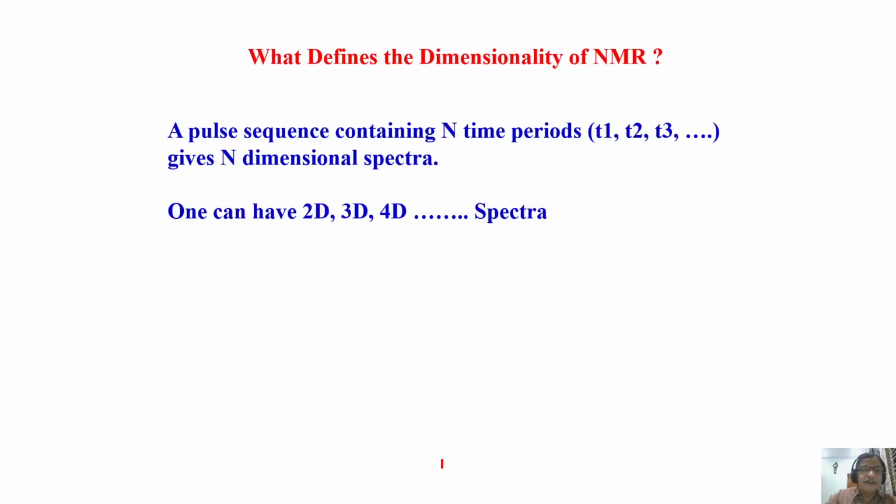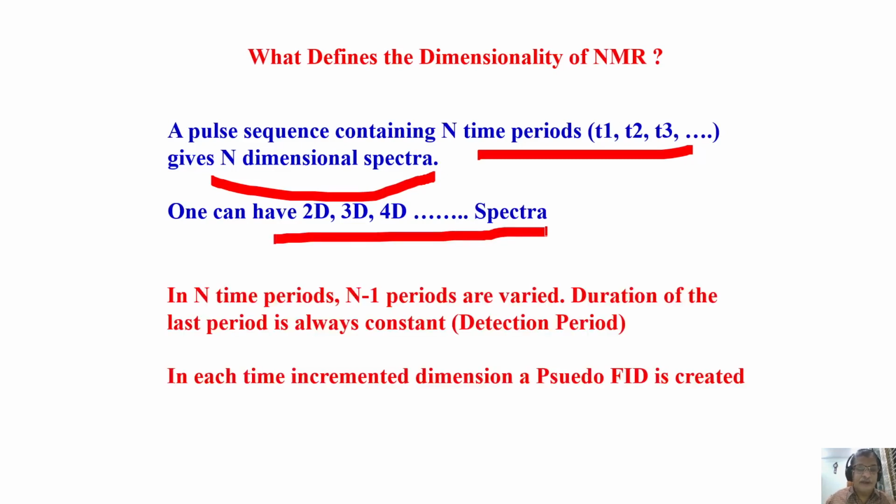Now the question is, with this we can generalize and say, what defines the dimensionality of a spectrum? Simple logic. A pulse sequence containing n time periods gives n-dimensional spectra. Remember, you can have a pulse sequence containing n time periods, like T1, T2, T3, which are the nomenclature we use, and it gives n-dimensional spectra. So we have 2D, 3D, 4D, etc. spectra. Important point to remember, in n time periods, n-1 periods are varied.